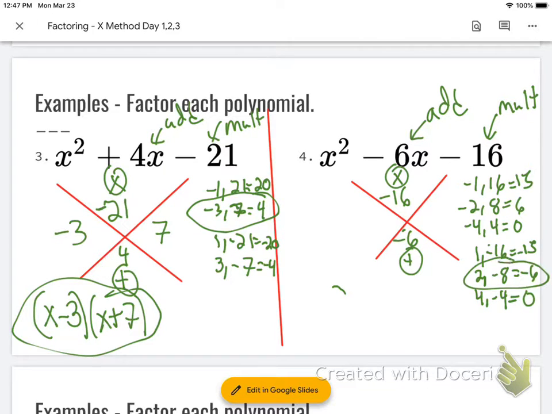So the one we're looking for is right here, 2 and negative 8. So we end up with x plus 2, x minus 8. Again, you can do that double distributive property and verify these.